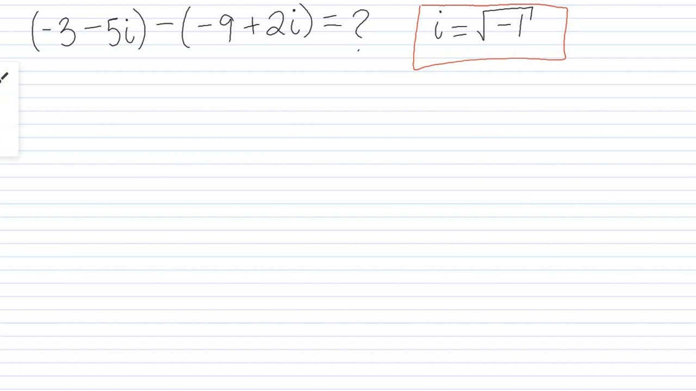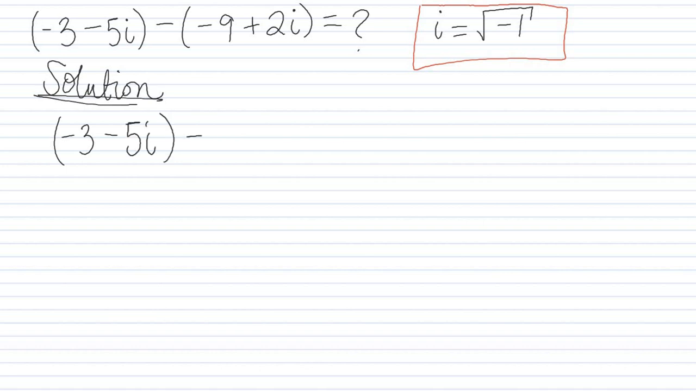So the first thing you have to do is to get rid of the brackets. And the way we can get rid of the brackets involves basically doing something like expansion. So let's do it together. I'm rewriting the question: -3 minus 5i, minus, -9 plus 2i. What we're supposed to do here is just get rid of the brackets.